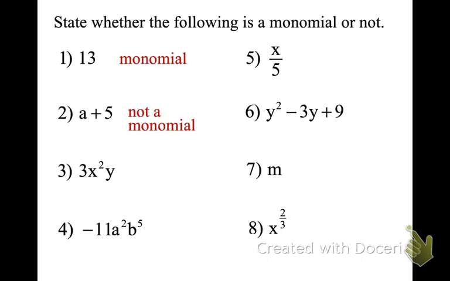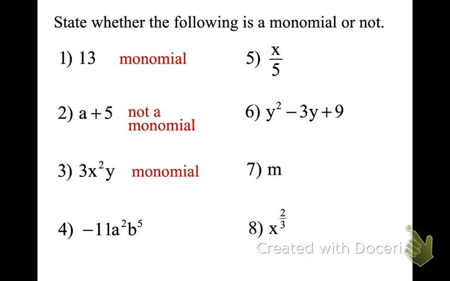Number 3, is it a monomial, Alan? Yes. Why? Because it's one term, and it's numbers and variables tied together by multiplication. Number 4, please, let's go with Harry.